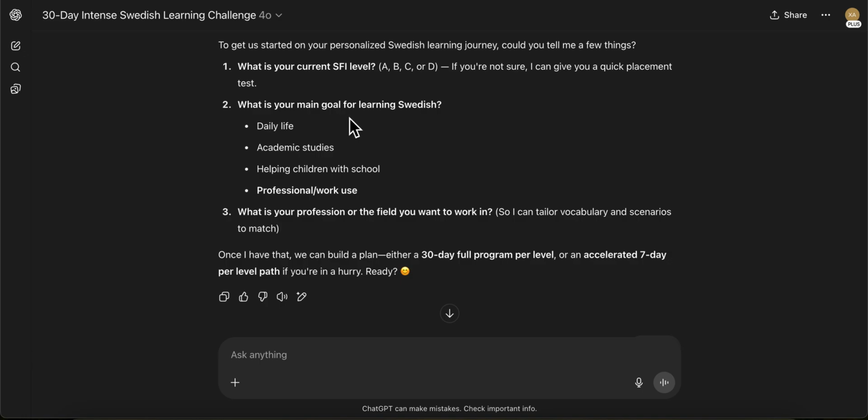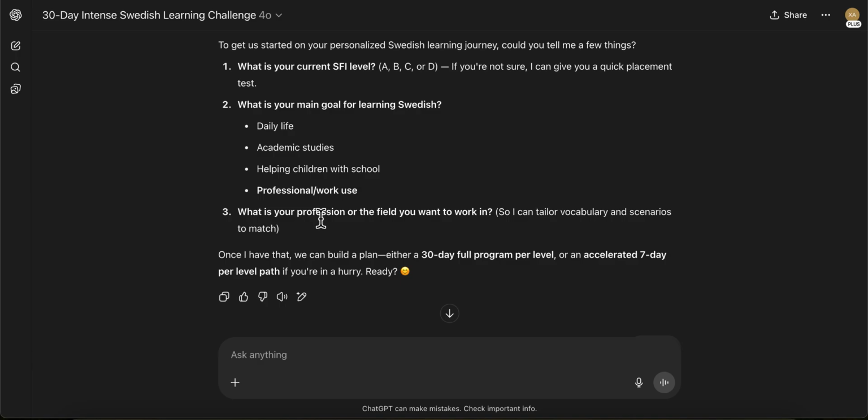The second question it asks is, what is my main goal for learning Swedish? Is it for daily life, academics in university or college, helping the children with school, or professional work use? If we select professional work use, it asks which profession we are in, and the benefit is that it will give you practice situations and scenarios related to your profession. After 1 week, 30 days, 20 days, or 15 days, during this period you will only be practicing the vocabulary, situations, and sentences related to your profession. It will give you good confidence when you go for the interview.